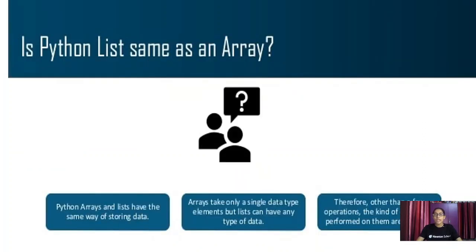Now the question is: is a Python list the same as an array? Python arrays and lists have a common purpose, which is to store data. Arrays take only a single data type element, but the list can have different data types as well. Therefore, the operations performed on them are always a differentiation of your array.